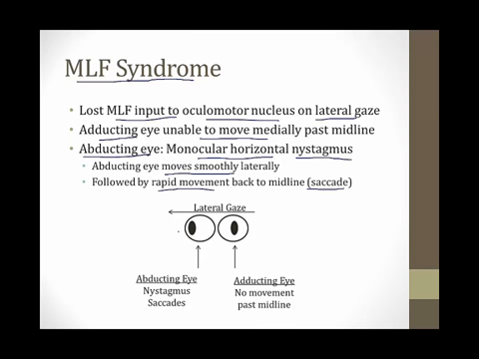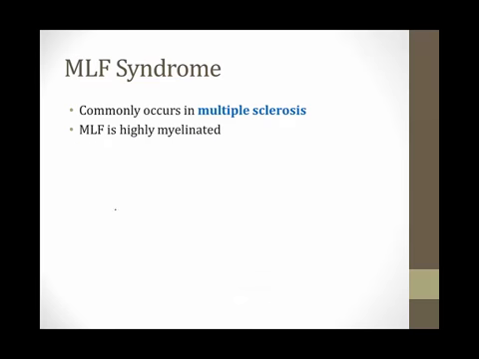So if you look at the bottom of the screen, what happens on lateral gaze in a patient with an MLF syndrome is that the adducting eye has no movement past midline, as we saw on the last slide. The abducting eye develops nystagmus and saccades, and that's because it moves laterally, gets out of alignment, and then it's jerked back towards the midline by the brain. The most important cause of an MLF syndrome for you to be aware of for step 1 of the boards is multiple sclerosis.